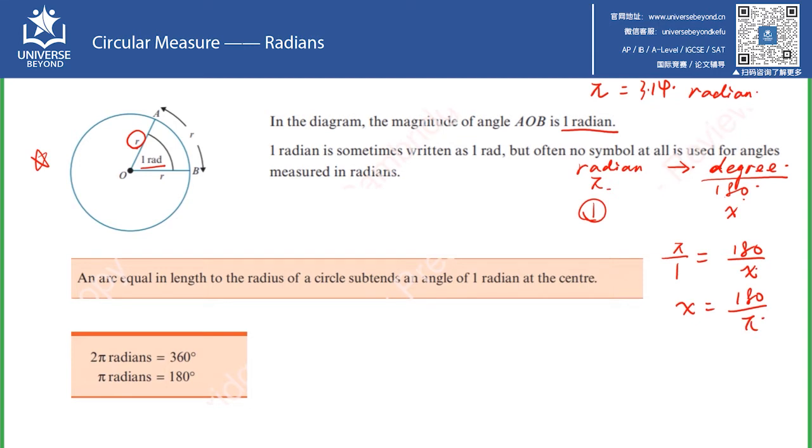And for another question, if we know the degree is 73 degrees, how to calculate the matching radian? Similarly, we just say y. Pi divided by y equals 180 divided by 73. And then we calculate y equals 73 times pi divided by 180.